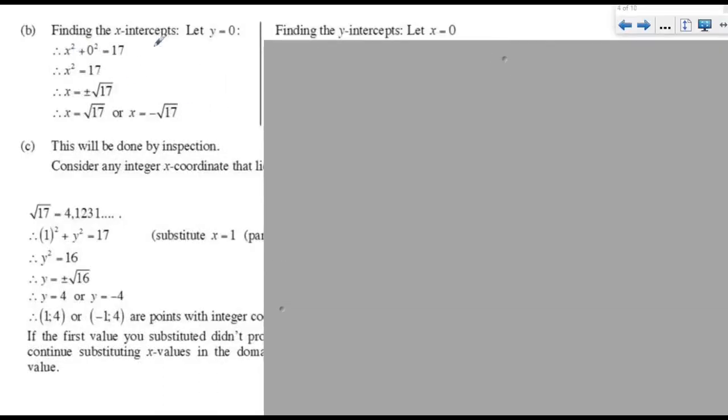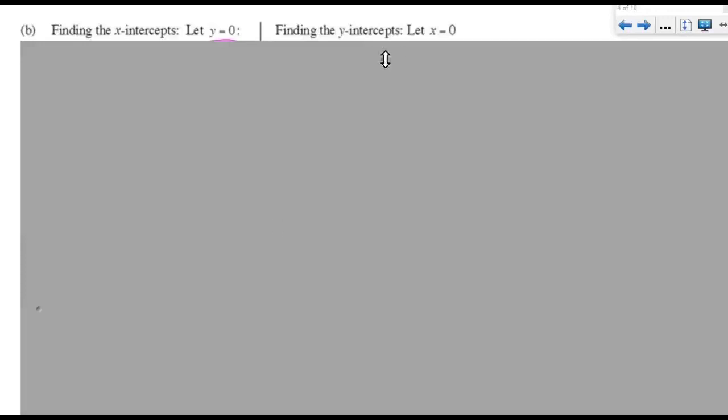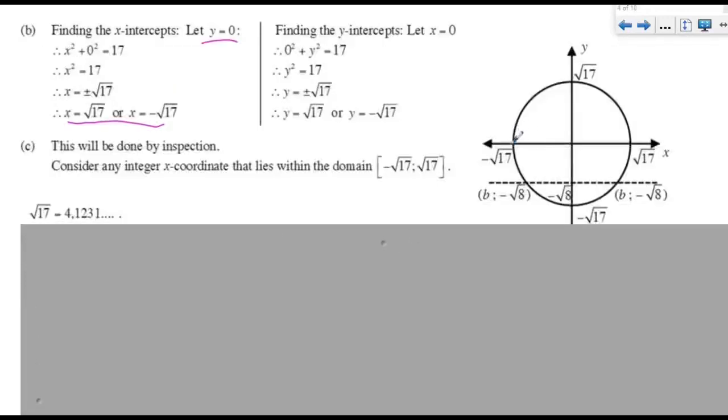So substitute 0 for your y for your x-intercept. Therefore, x squared is equal to 17. Therefore, x is equal to plus minus the square root of 17. So there are your two x-intercepts. And if you watch your diagram, you can see it's quite clear that you got your two x-intercepts. That's your first one. That's your second one. Same situation for the y-intercept.